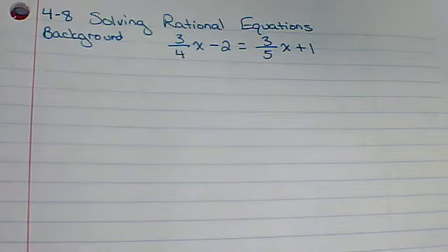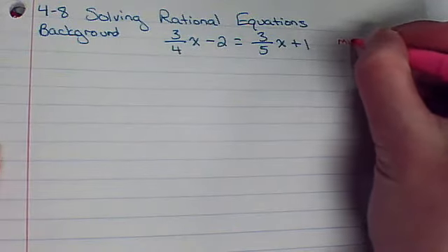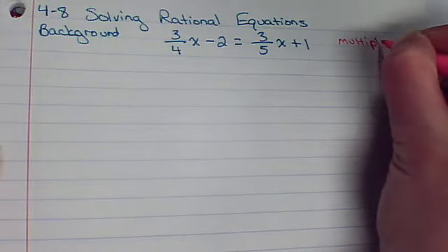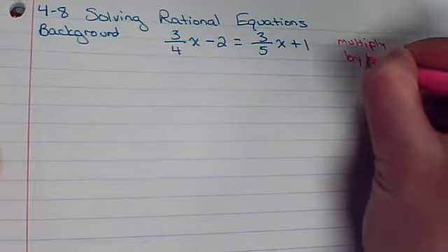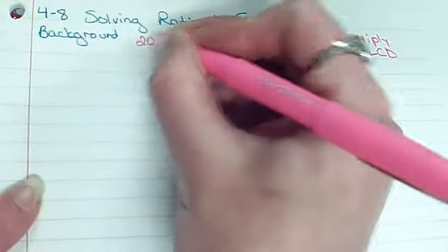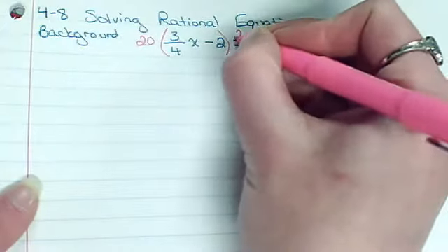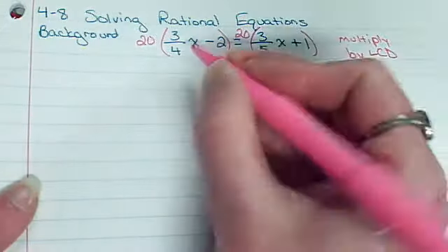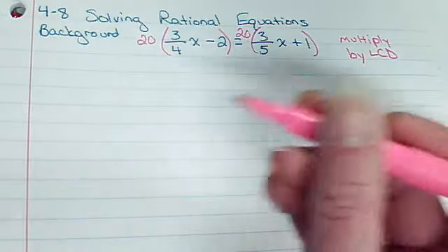If I multiply by the LCD, let's see what happens. I'm going to multiply both sides of the equation by the LCD. Now, how did I get 20? Well, that's the least common denominator between 4 and 5.